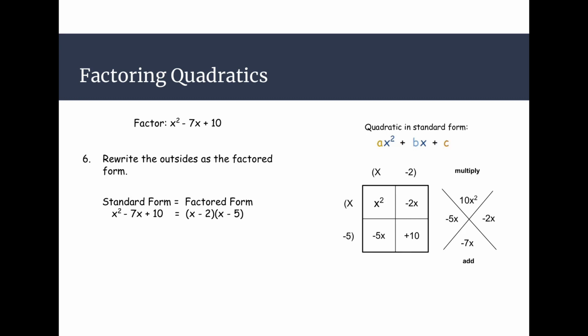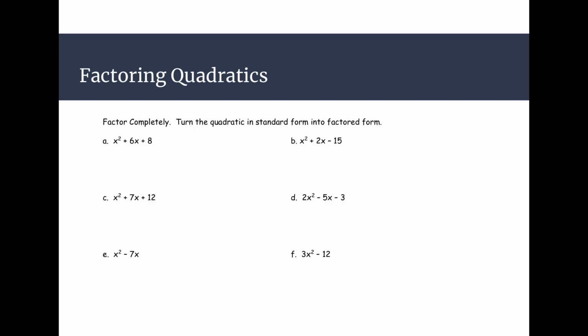So now we write our answer, and this is our answer. Remember, we want to write the area as a product. So we take the whole left side of the box, which is x minus 5, and then we take the top, which is x minus 2. So that's our factored form answer. So we have our standard form, which is what we started with, and now it's factored: x minus 2, x minus 5. This is a bit of a process, but once again, with practice, it should be okay.